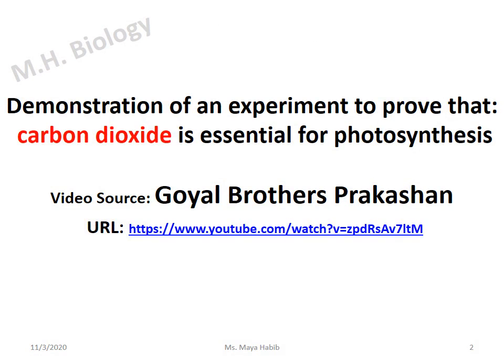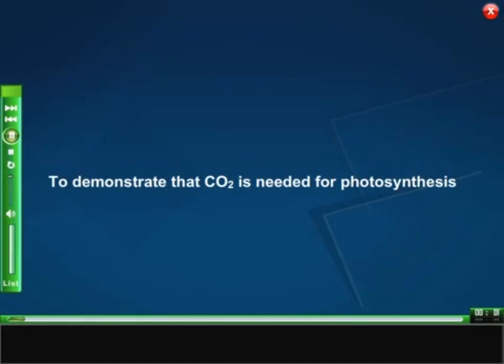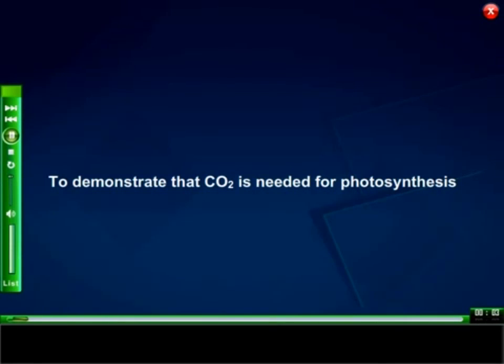In this session, we are going to determine whether the concentration of carbon dioxide in the surrounding affects photosynthesis rate. We will start by watching a short video, which is a demonstration of an experiment done on a green plant to prove that carbon dioxide is essential for photosynthesis. To demonstrate that carbon dioxide is needed for photosynthesis.